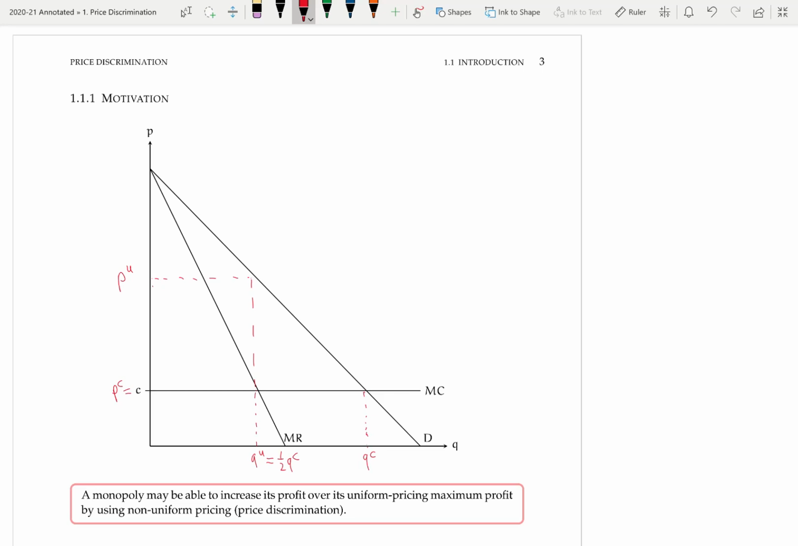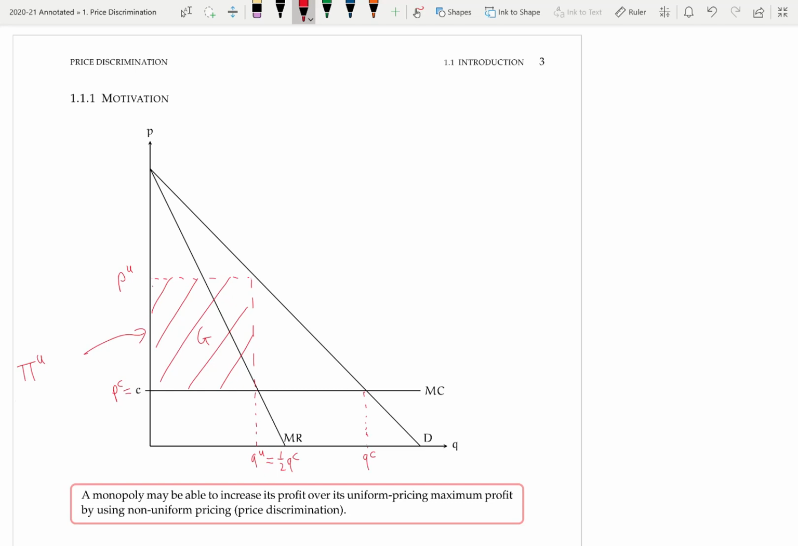Okay, so to look at the motivation of the monopoly to price discriminate, let's find the profit of the monopoly under uniform pricing. Under uniform pricing, the monopoly sells QU, charges PU, and it costs C per unit to produce. So the profit is going to be the quantity multiplied by the difference between the price and the cost. So it's this rectangle here. I'm going to call this area G. So G is the profit under uniform pricing.